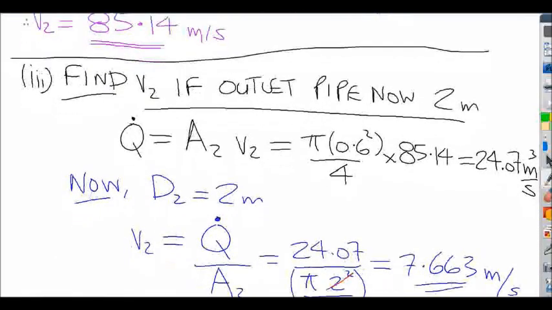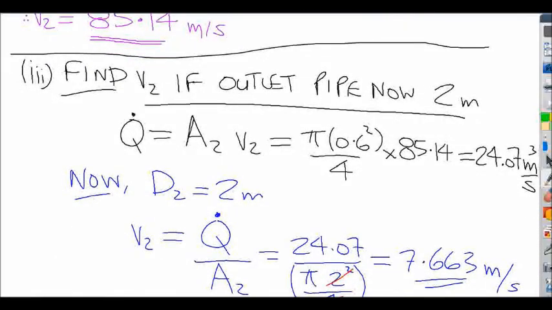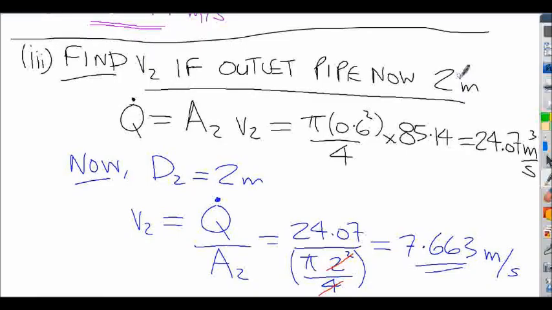And again we went on to find the value of V2 if we have an increase from the 0.6 meter diameter pipe to the 2 meter diameter pipe. But the classroom solution is just for reference.